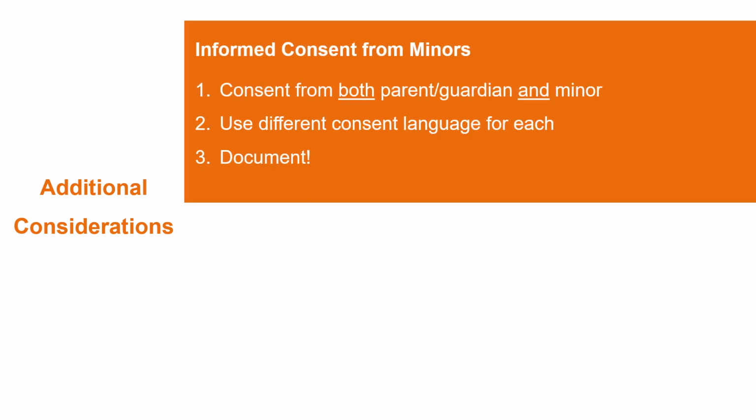There are a couple of additional considerations you will want to think about when writing your informed consent language. The first is whether you are working with minors. If this is the case, then you will need to obtain parental or legal guardian's consent and the child's consent before data collection takes place. Remember that parental or legal guardian's consent should be documented, and use different informed consent language for each party, so different consent for the parent or guardian and the minor.